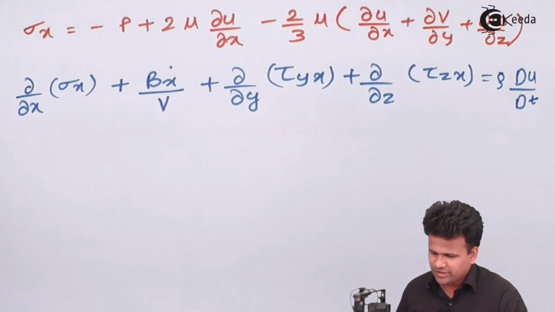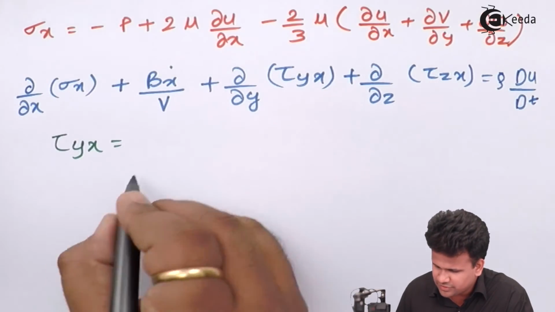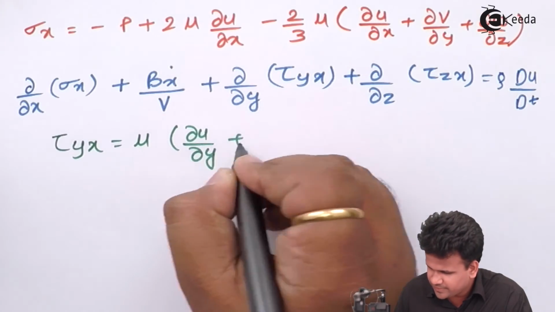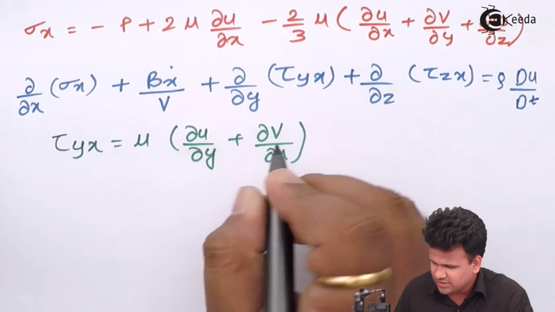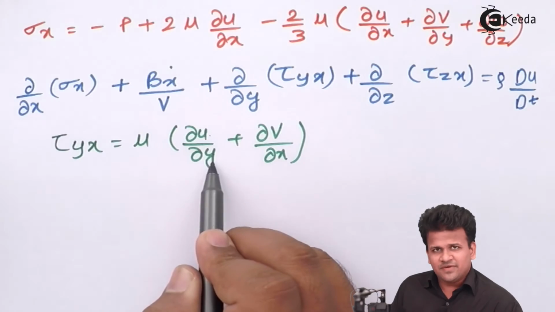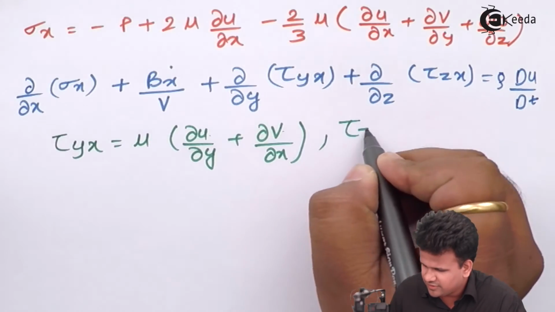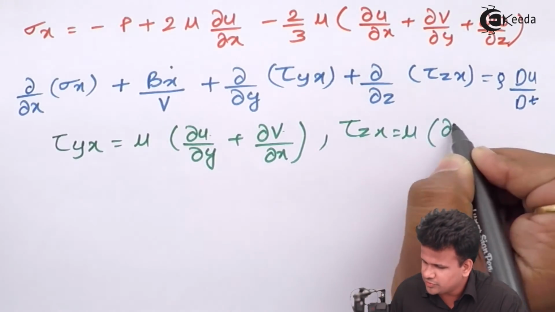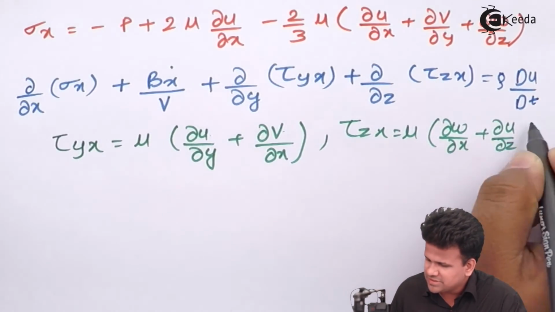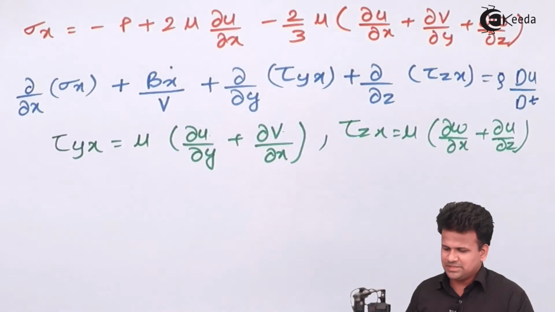For that we need the value of tau xy. So tau xy or tau yx was equal to mu into (dou u by dou y plus dou v by dou x). This should be the derivative of x direction velocity with y, and y direction velocity with x. And we know that tau zx is equal to mu into (dou w by dou x plus dou u by dou z). So these are the values which we know. We have to substitute the individual values in this equation.